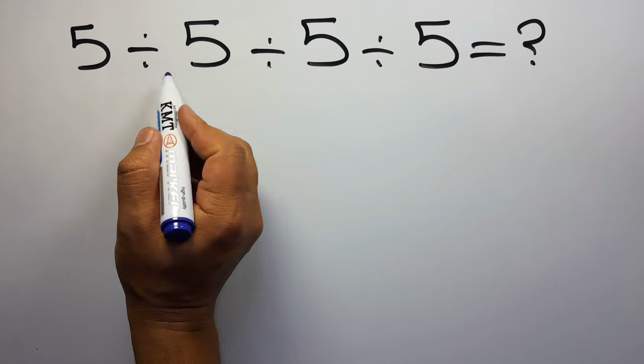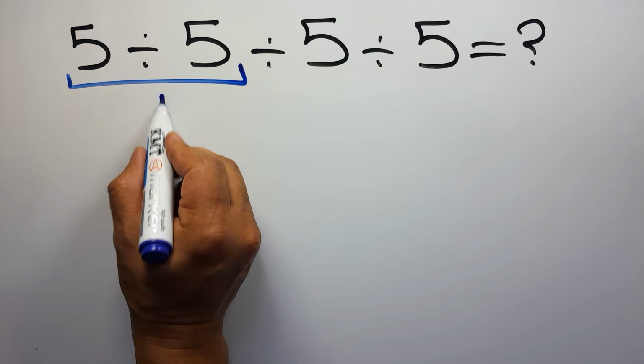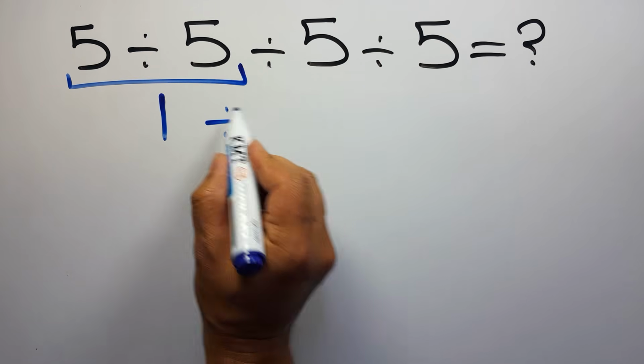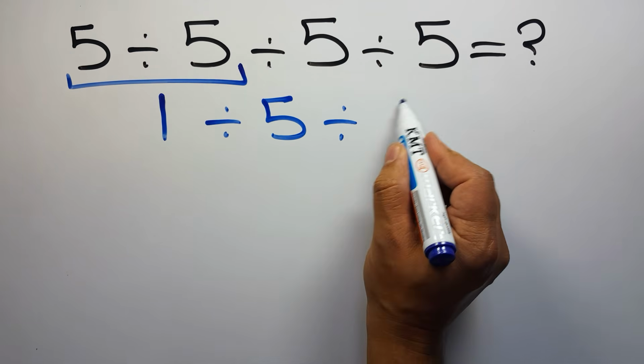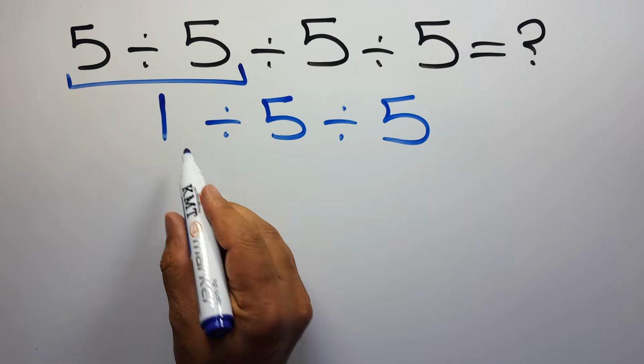So first we have to do this division. 5 divided by 5 equals 1. So 1 divided by 5 and again divided by 5. Now we have to do this division.